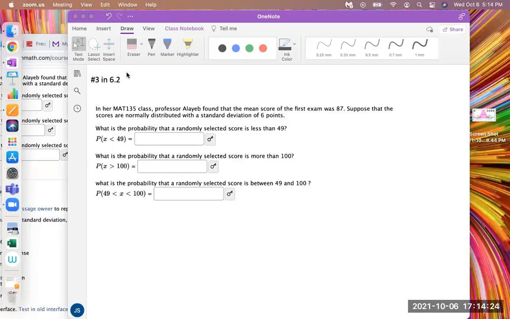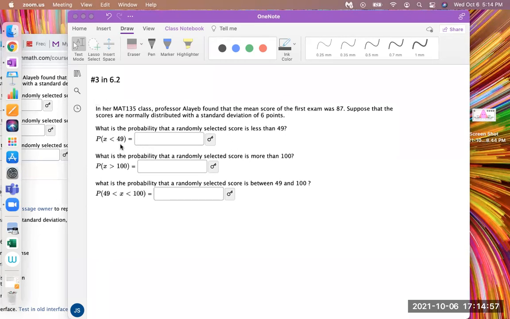Hi class, this is number 3 and 6.2. In her MAT 103 class, Professor Ayeb, okay, sorry if I botched that name, found that the mean score of the first exam was 87. Suppose that the scores are normally distributed with a standard deviation of 6 points. What is the probability that a randomly selected score is less than 49?